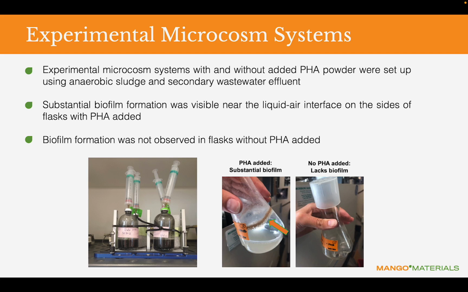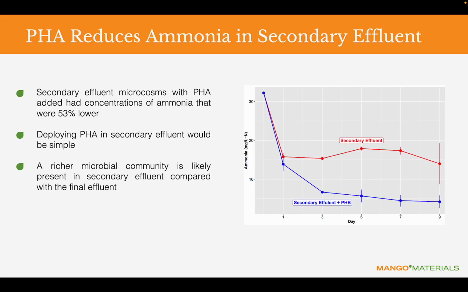After they were incubated, we monitored their ammonium concentrations. In microcosm flasks that had added PHA, substantial biofilm formation was visible on the sides of the flasks near the liquid-air interface. Biofilm formation was not observed in flasks that did not have PHA added. One plausible explanation for this finding is that bacterial biofilm growth is stimulated when PHA is available as a carbon source. In secondary effluent, the presence of PHA significantly reduced ammonium concentrations after 3 days of incubation. Secondary effluent microcosms with PHA added had concentrations of ammonia that were over 50% lower than secondary effluent microcosms that did not have PHA added.